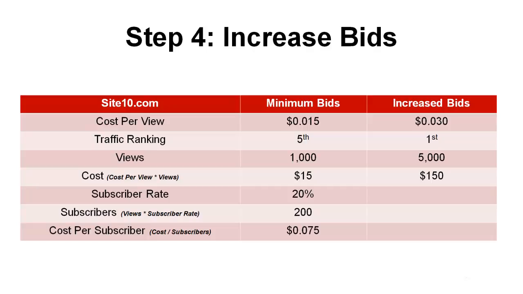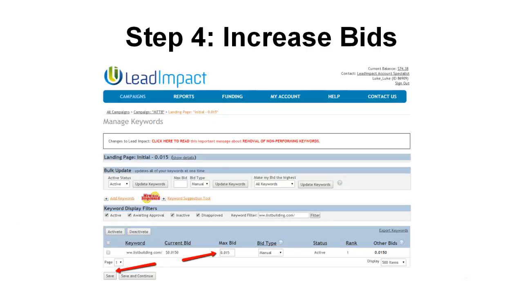We pay an average of 15 cents per subscriber, and although we are paying a lot more to acquire a subscriber, we are also making a lot more money. Because if each subscriber is worth $1 to us, we'll have made $185 on the 5th position, while we'll be making $850 on the 1st position.